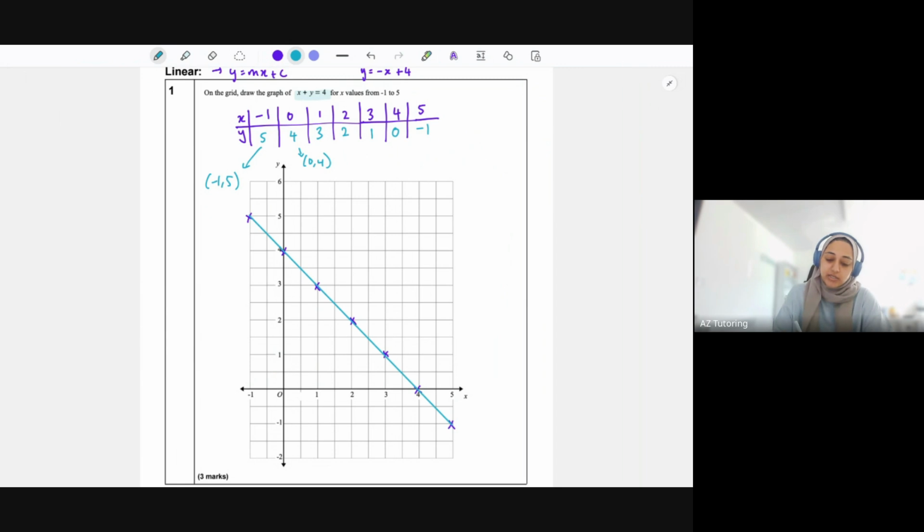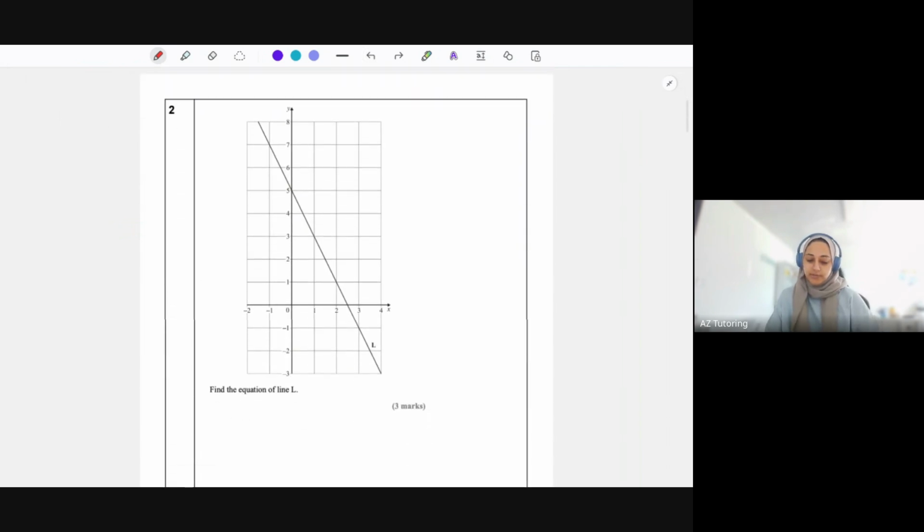Another thing I would say as well is always expect your graph to look like what it's going to look like. Looking at this, with it being a negative gradient, I was expecting it to go down, and it's got a y-intercept of 4, so I'm expecting it to cross 4 on the y-axis, which it does. So that's a sensible solution that we've got. So let's move on. That's 3 marks.